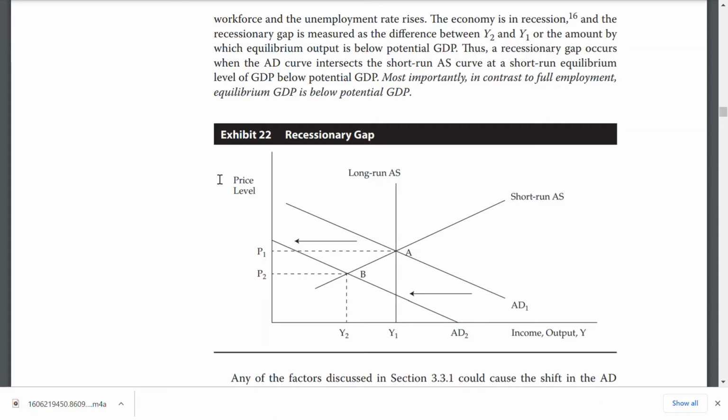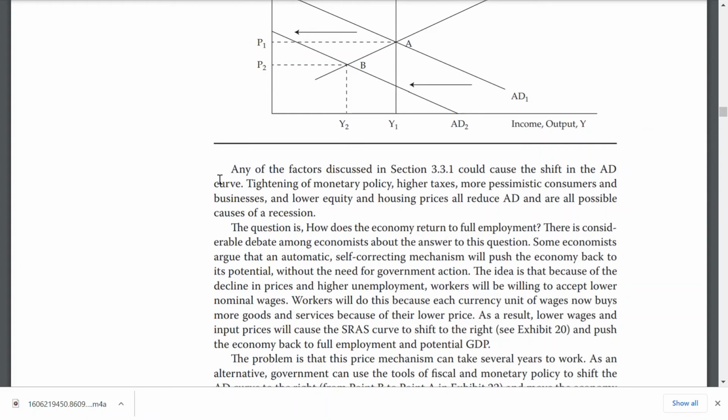Any of the factors discussed in section 3.3 can cause a shift in the AD curve: tightening monetary policies, higher taxes, more pessimistic consumers and businesses, or lower equity or housing prices. These reduce the AD and are all possible causes of a recession. The question is, how does the economy return to full employment?